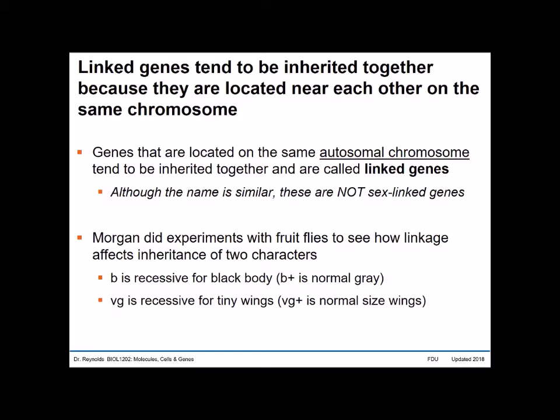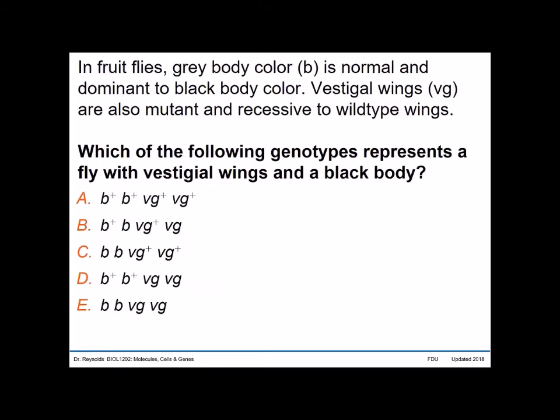VG also stands for vestigial. Vestigial means like tiny, okay? So vestigial wings are going to be tiny wings, and this is recessive to normal-sized wings, which are indicated by VG+. So now I want you to answer this question. Which of these phenotypes represents a fly with vestigial wings and a black body?